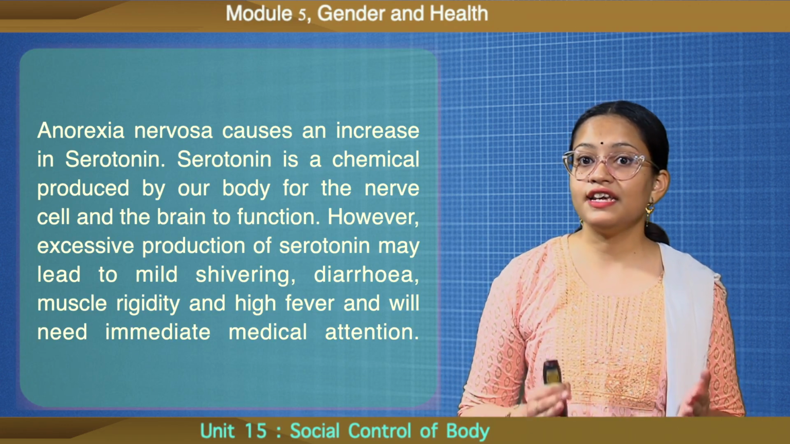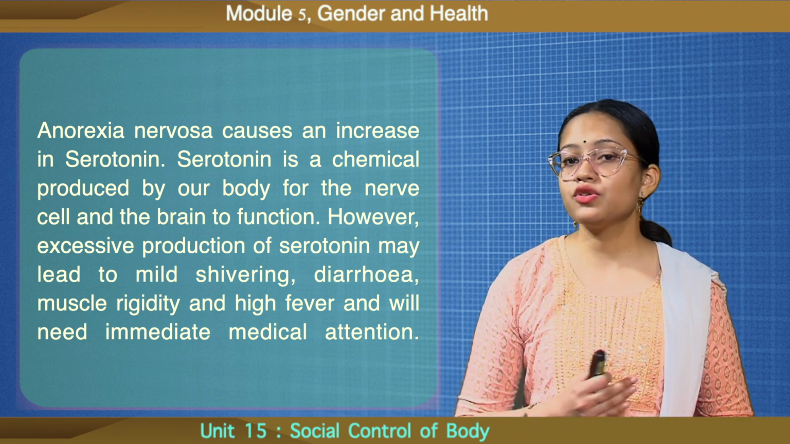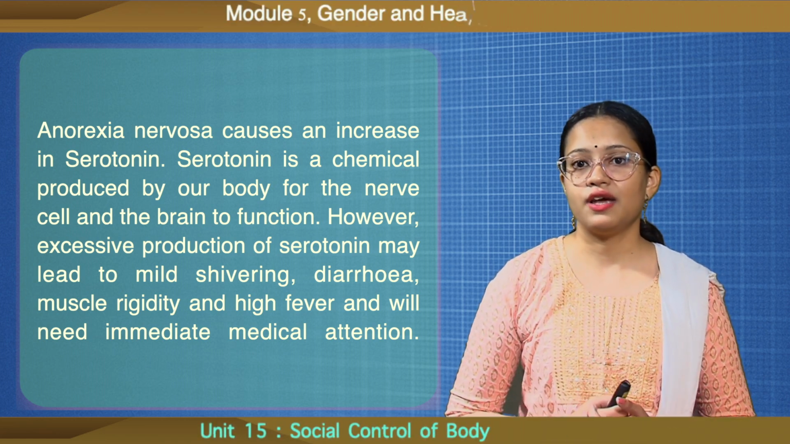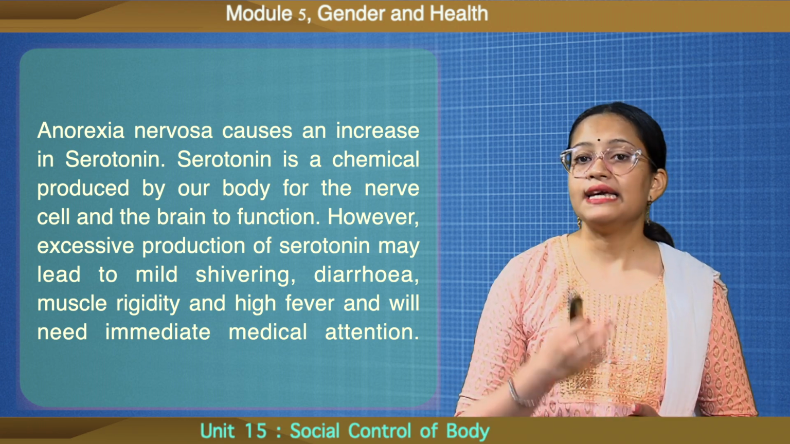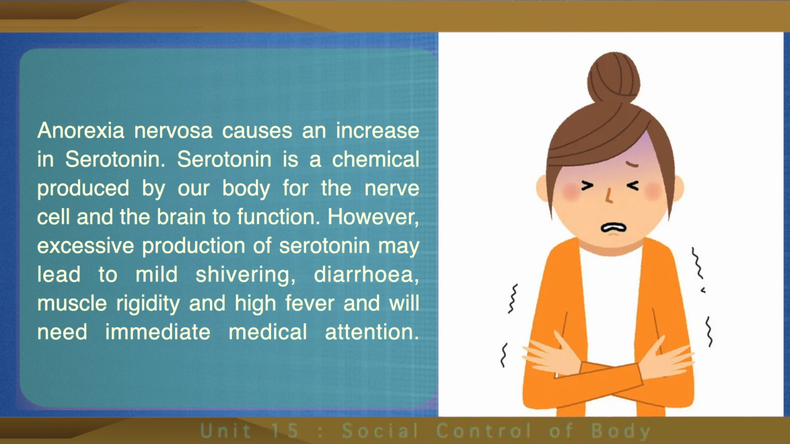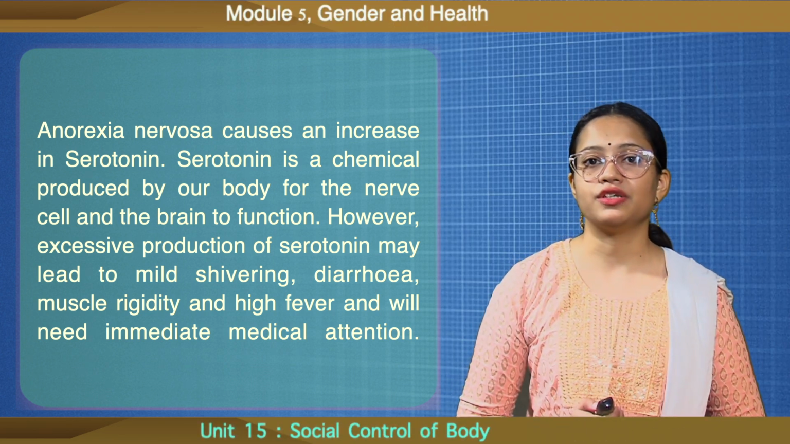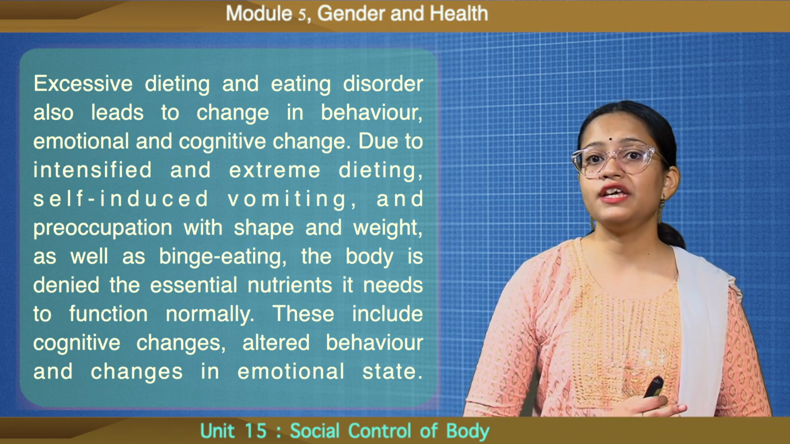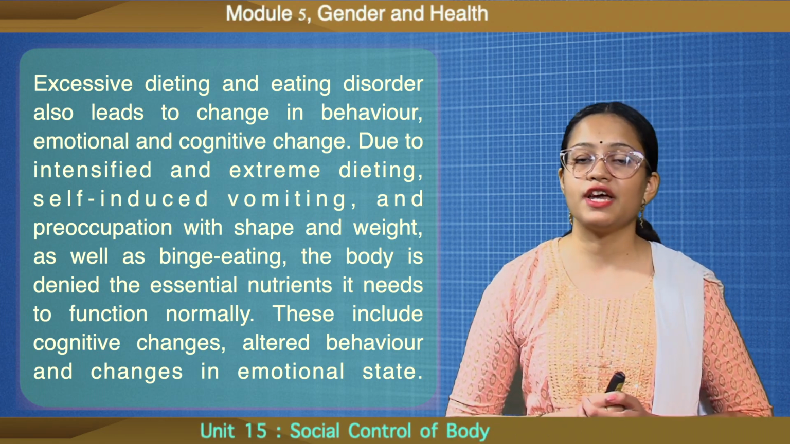Anorexia causes an increase in serotonin. Serotonin is a chemical produced by our body for the nerve cells and the brain to function. However, excessive production of serotonin may lead to mild shivering, diarrhea, muscle rigidity, and high fever, and will need immediate medical attention. Excess dieting and eating disorders also lead to behavioral, emotional and cognitive changes as well.